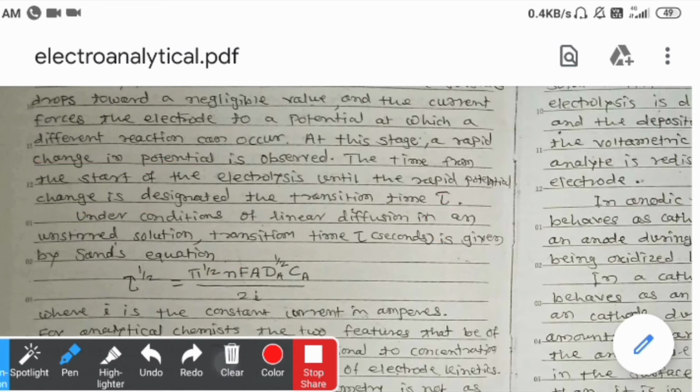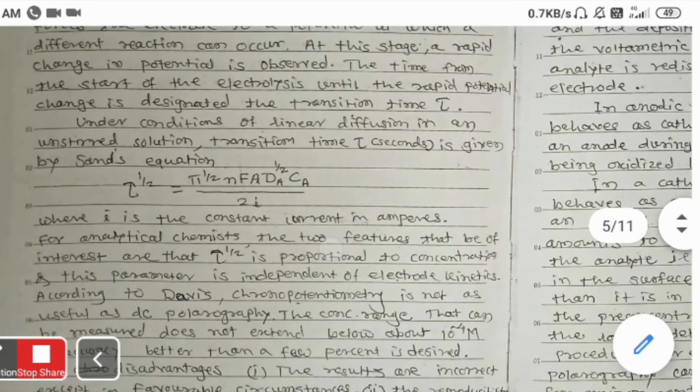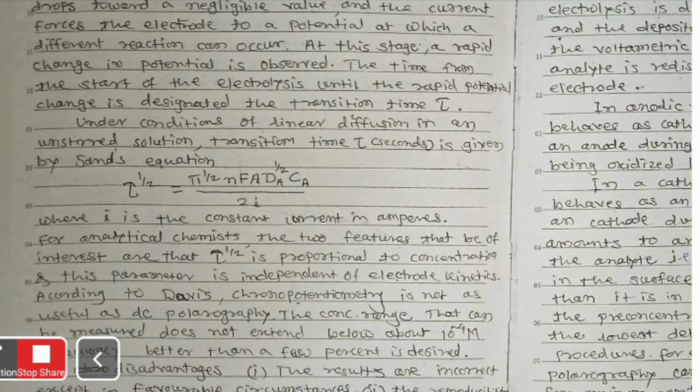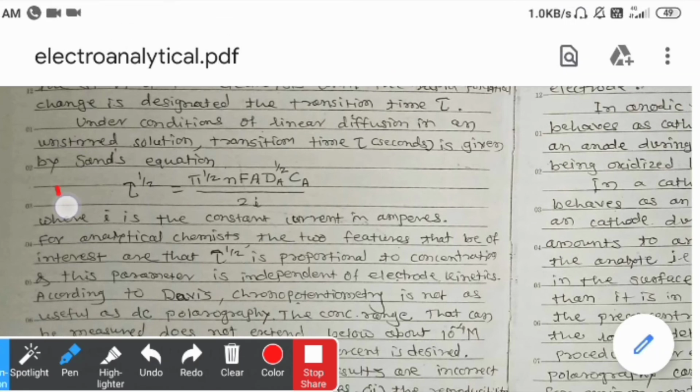Okay, Sand equation. There are the famous Sand equation and Taft equation. So one is the Sand equation. Here the lifetime is directly proportional to the various constants, like pi is constant, n the number of electrons, F the Faraday is constant, A is the area, D is the diffusion coefficient, C is the concentration, and I is the current. Okay, so I is the constant current in ampere.